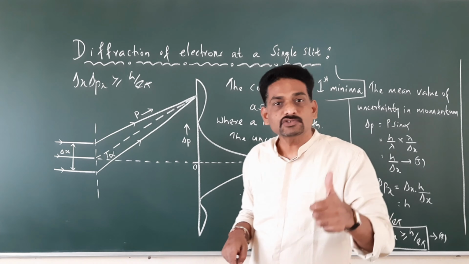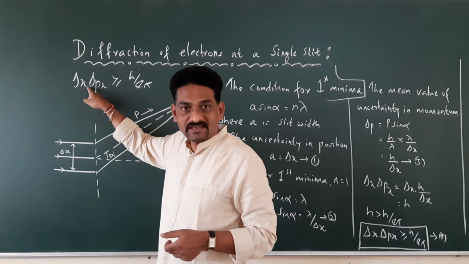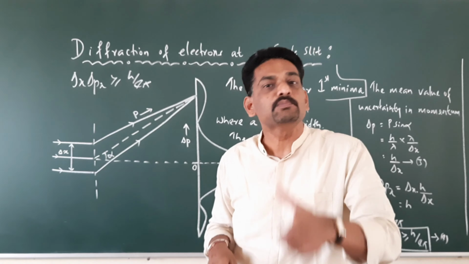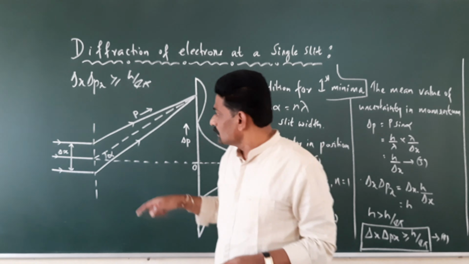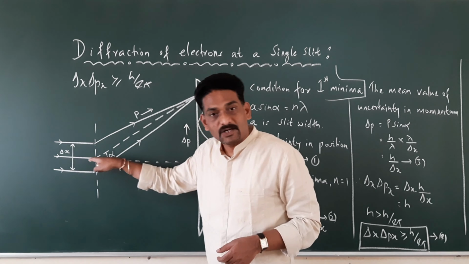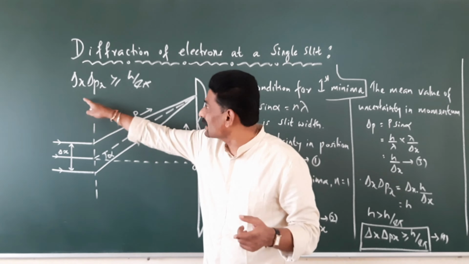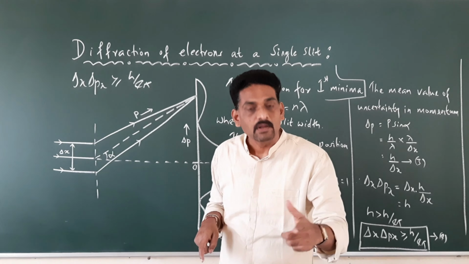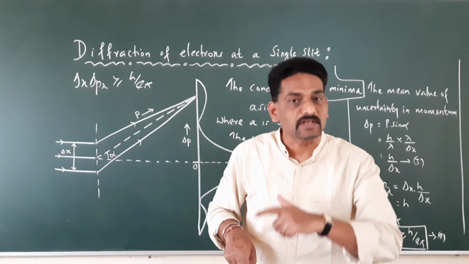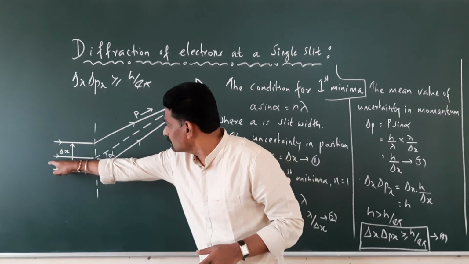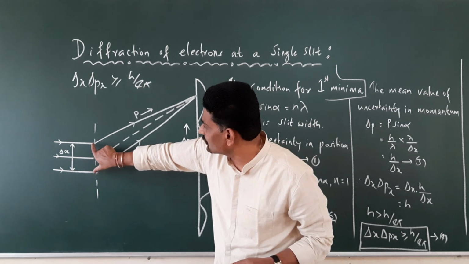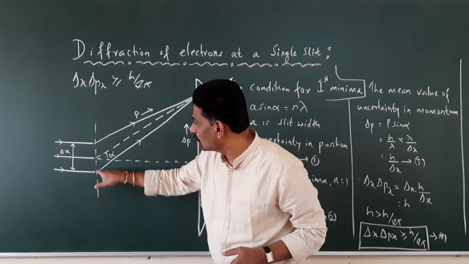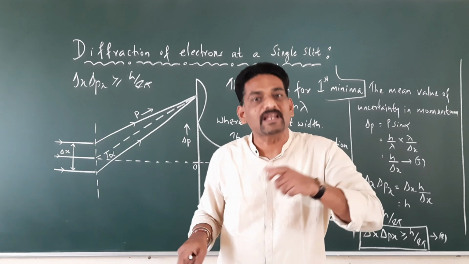Now, what is our job? We want to find out delta x, the error involved in the measurement of the position. When you pass the electrons, to find delta x and delta px, we have to find the position of the electron and the momentum of the electron. So the electron enters here and encounters the slit, which means at this point we are trying to find out the position of the electron.